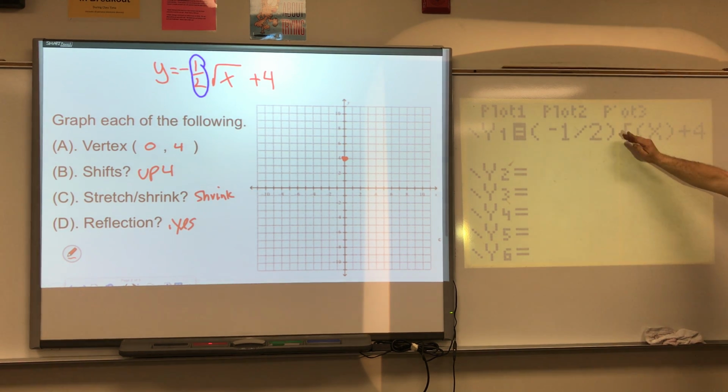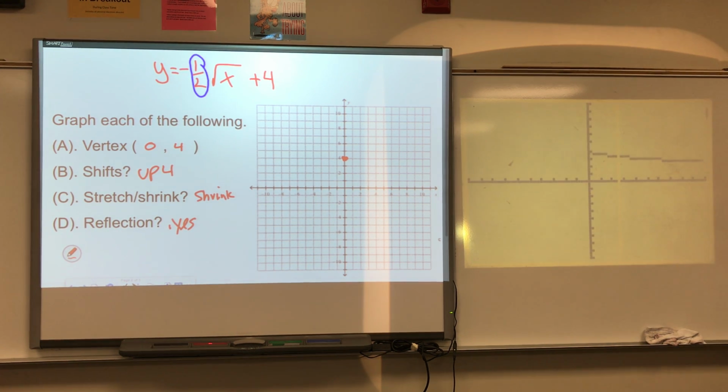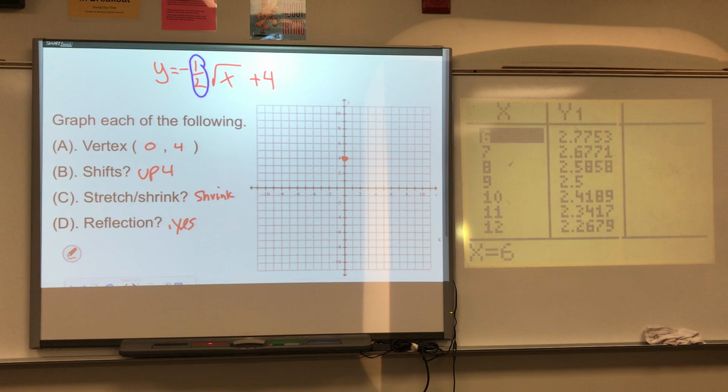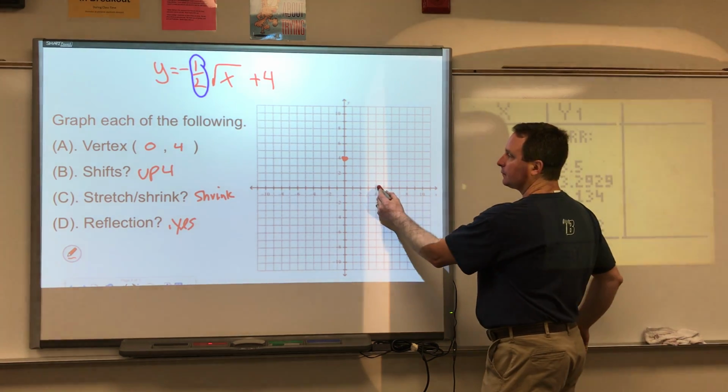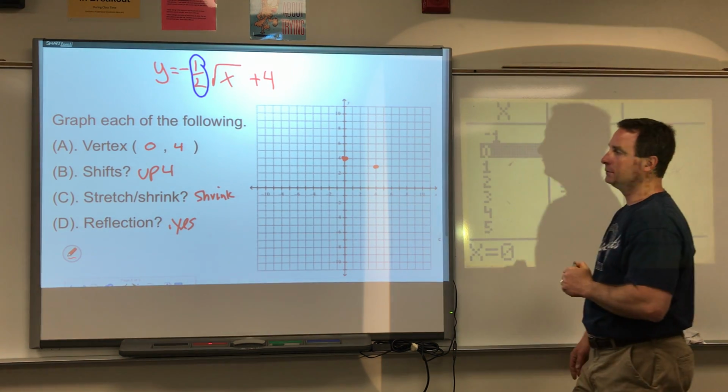You guys with newer calculators, when you type in the x, you have to press the right arrow so it stops doing the square root function, and then add 4 afterwards. Okay? And what a shrink does, it's kind of hard to tell here, but it's opening down, and it's a lot flatter. A shrink makes it smaller. Okay? And we need some other points here. If I go to my table, I should be able to find 0, 4 on here. Yep, there's one. Here's another point, over 4, up 3, right there.